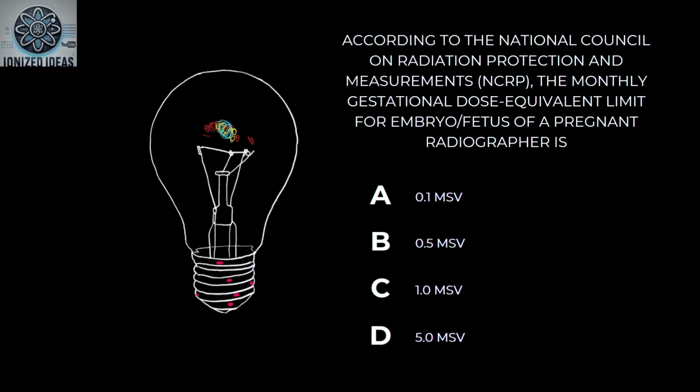According to the National Council on Radiation Protection and Measurements, NCRP, the monthly gestational dose equivalent limit for the embryo-fetus of a pregnant radiographer is: A. 0.1 millisieverts, B. 0.5 millisieverts, C. 1.0 millisieverts, D. 5.0 millisieverts.